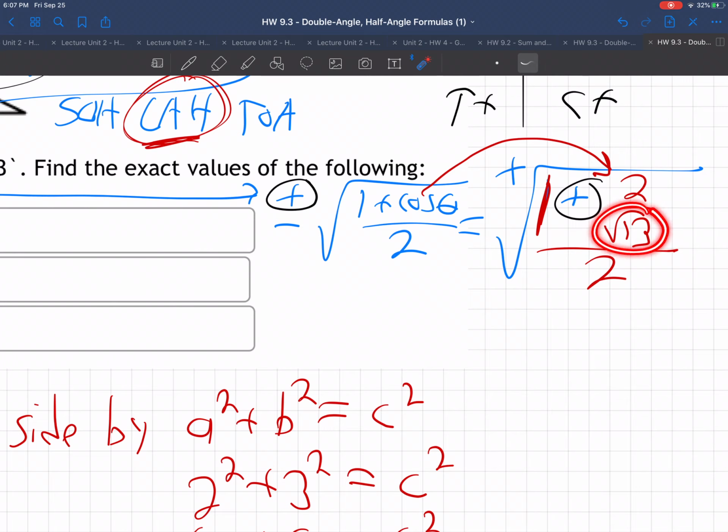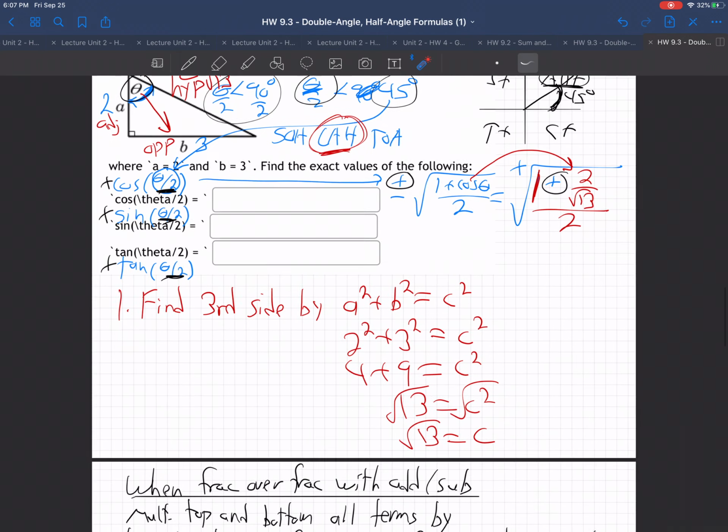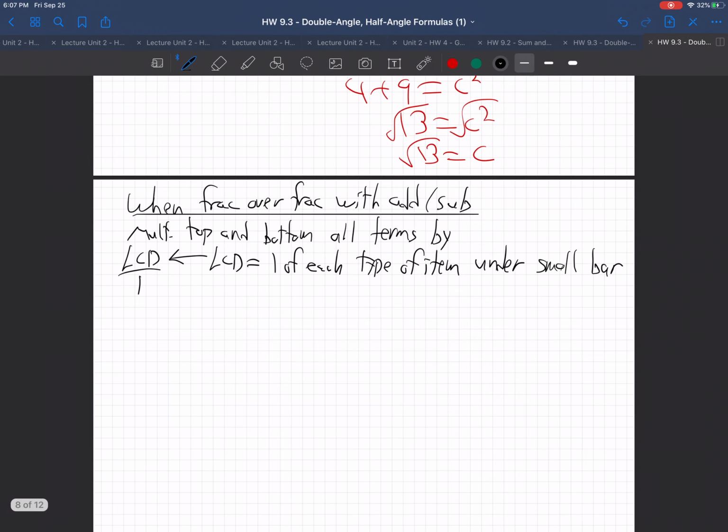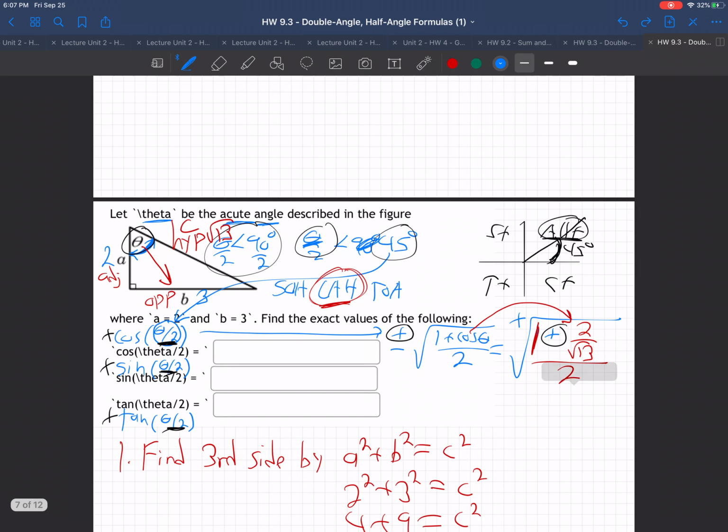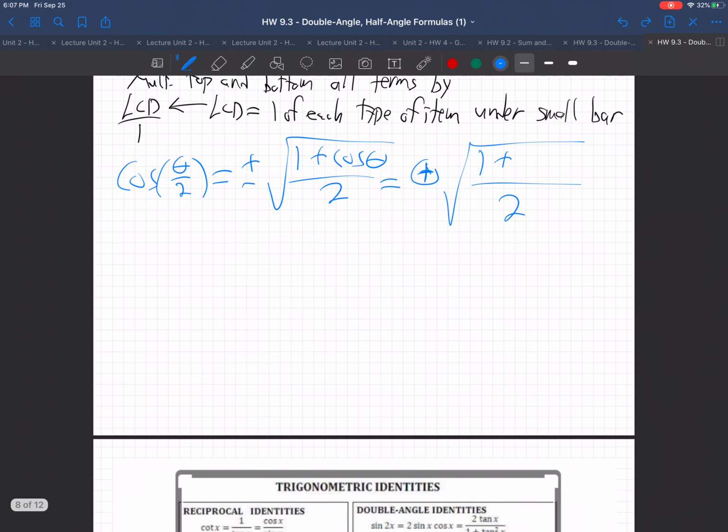So I've got to take this expression. Boy, it's getting messy. Let me bring it down here. This problem really takes a lot of room. So cosine theta over 2 equals plus or minus the square root of (1 plus cos theta) over 2. That's going to be plus. We decided it's plus, they're all plus because they're in the first quadrant. 1 plus, and the cosine of theta was root 13. No, it was not. It was something different. What was it? 2 over root 13.